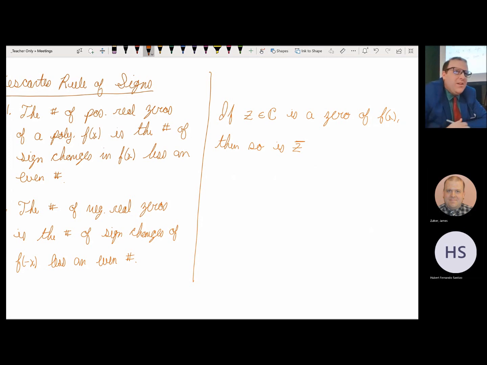Z is a complex number. If you have a complex zero, so z is a complex number, it's a zero of f of x, then its conjugate is also a zero. So complex zeros always occur in pairs.